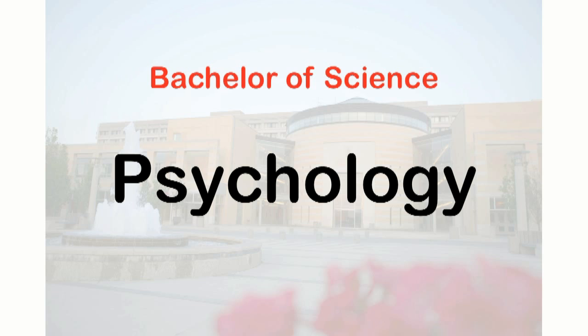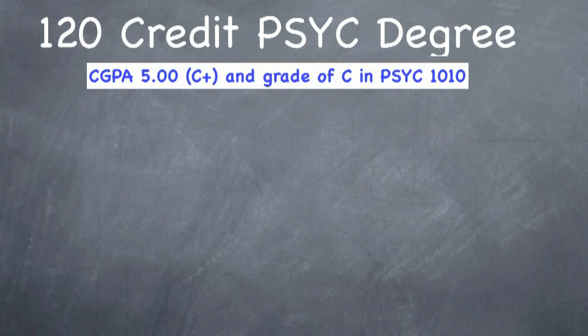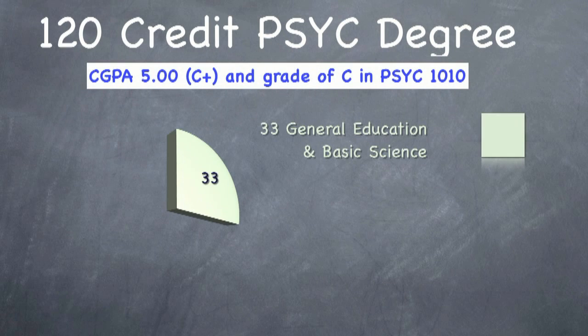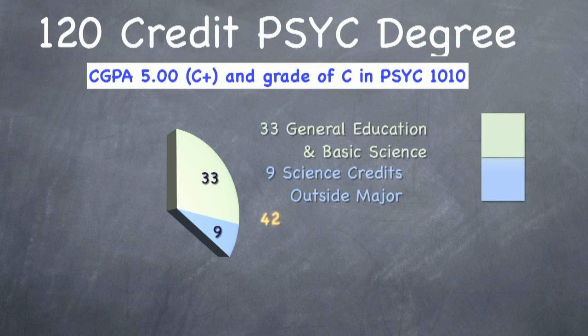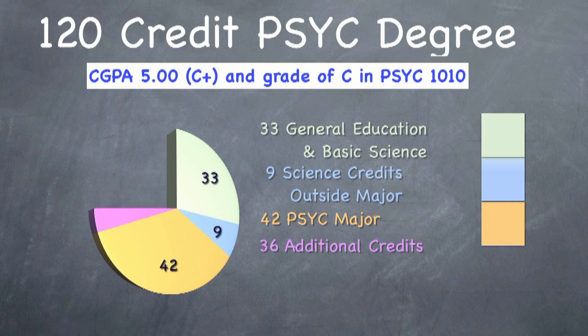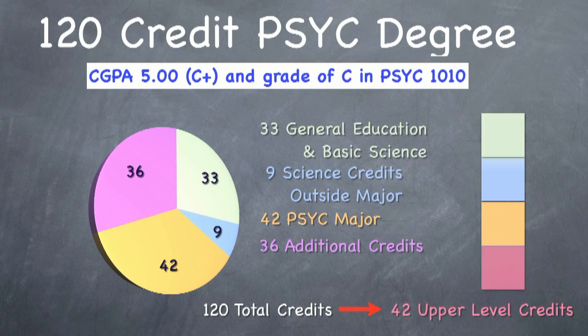Now that you know the basics of the BSc Honors degree, let's examine your psychology or psych degree program. In order to graduate in your BSc Honors psychology degree, you must complete a minimum of 120 credits with an overall cumulative grade point average of 5.0, or a C+. In addition, you must also achieve a minimum grade of 4.0, or a C, in Psych 1010.